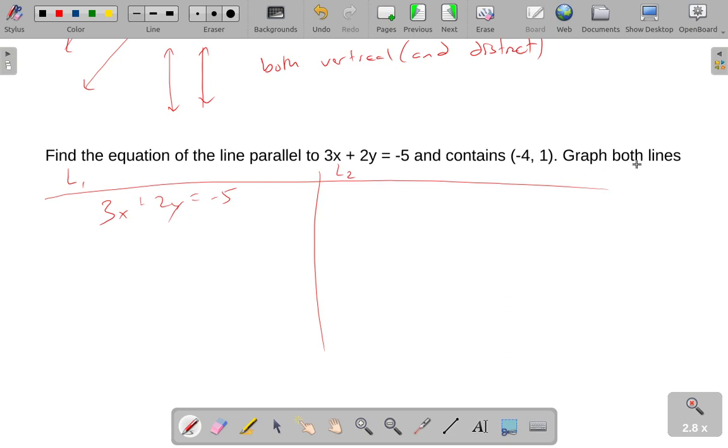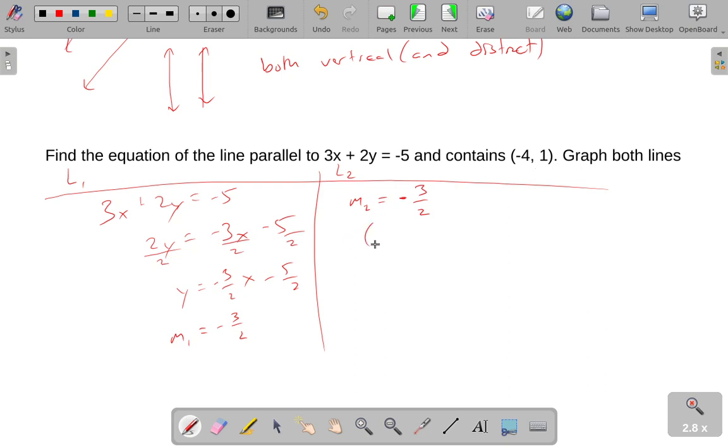Again, I'm talking about two lines here. This is my first line. I'm trying to find the equation of a second line. Let's find the slope of the first line by putting it into slope-intercept form. I just subtracted 3x from both sides, and then divided both sides by 2, giving me y equals -3/2 x minus 5/2. So the slope of the first line, I'll call that M1, is equal to -3/2. So the slope of the second line, I'll call that M2, must also be equal to -3/2.